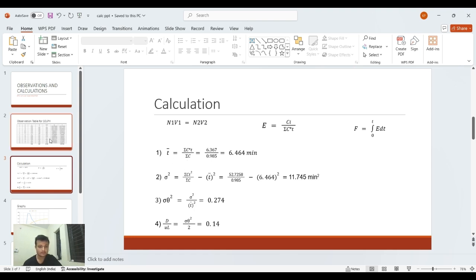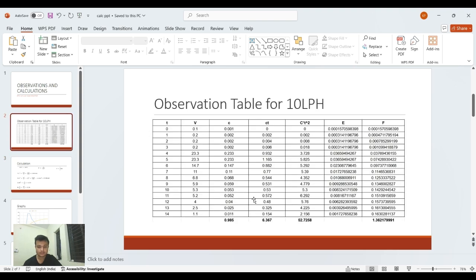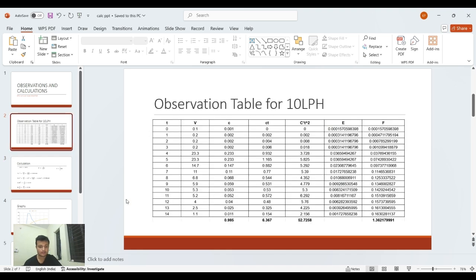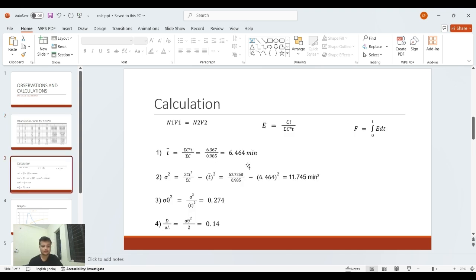So summation of Ct is here. Summation of Ct is 6.367, and summation of C is 0.985. Here you can see. So by dividing these two values, we can calculate mean residence time.